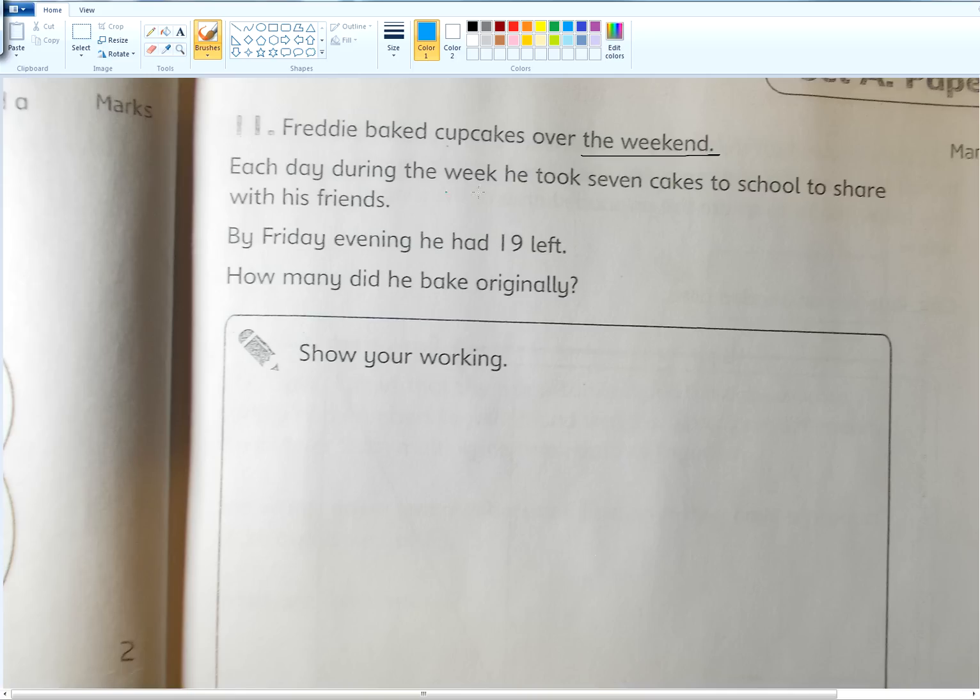Each day during the week, he took 7 cakes to school to share with his friends. So he goes to school how many days a week? 5 days. And each day he gives 7 cakes away. So he makes 35. So that means he's given away how many cakes?